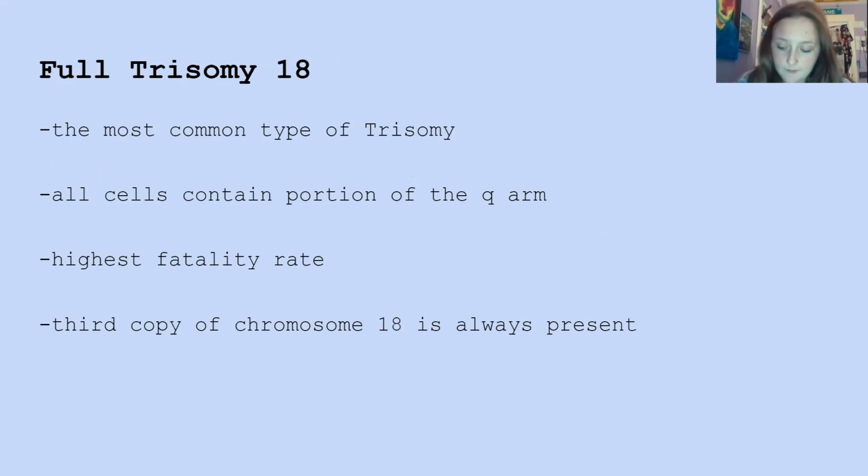Okay. Full Edwards syndrome occurs when all the cells in the body contain the 3rd copy of the 18th chromosome. This type of trisomy 18 is the most fatal among the 3, with only a limited number of children surviving to term.